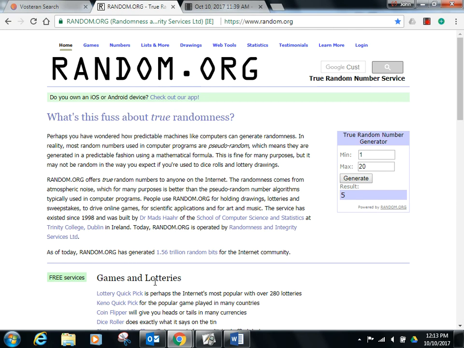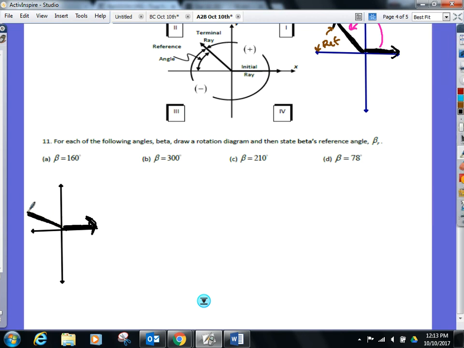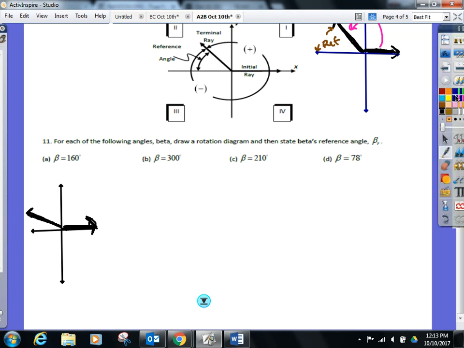What quadrant are you putting the terminal side in? Quadrant 2, closer to the 180 or the 90? The 180, thank you, Matt. So closer to the 180. Okay, make sure we put the rotation arrow there, telling me it's going in the positive direction.